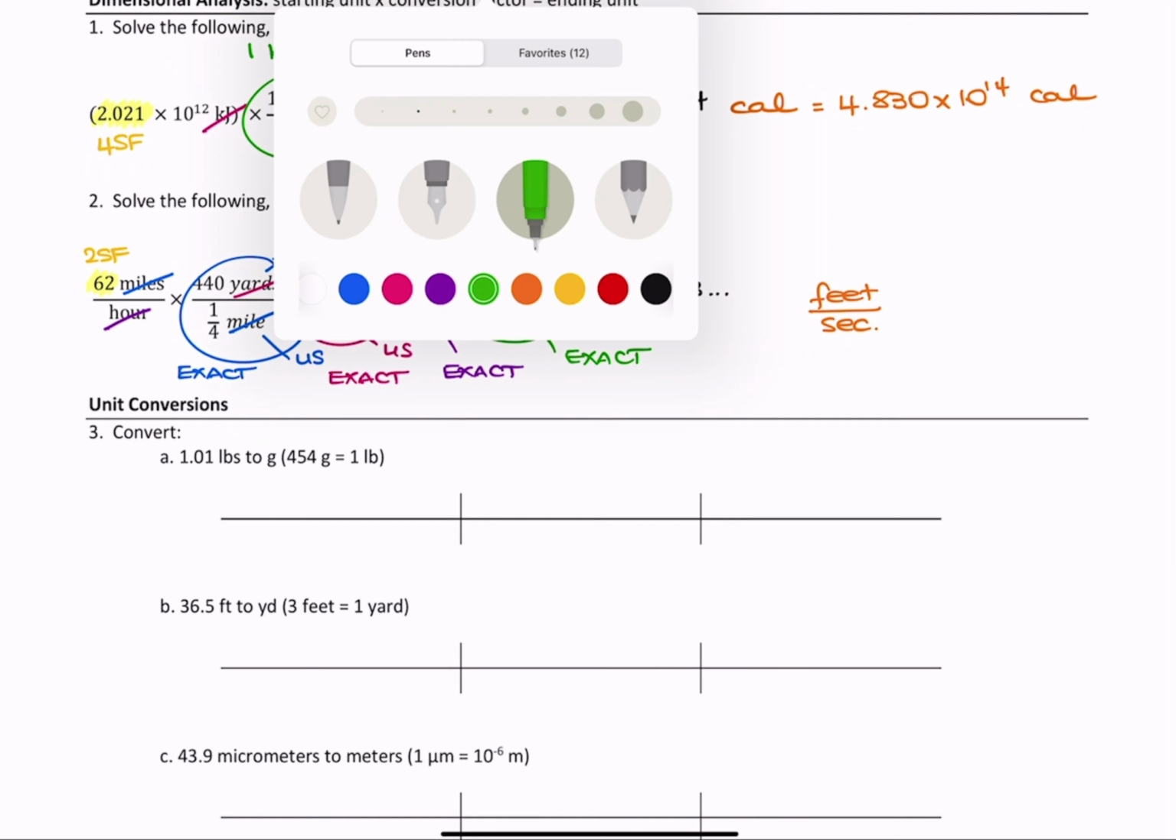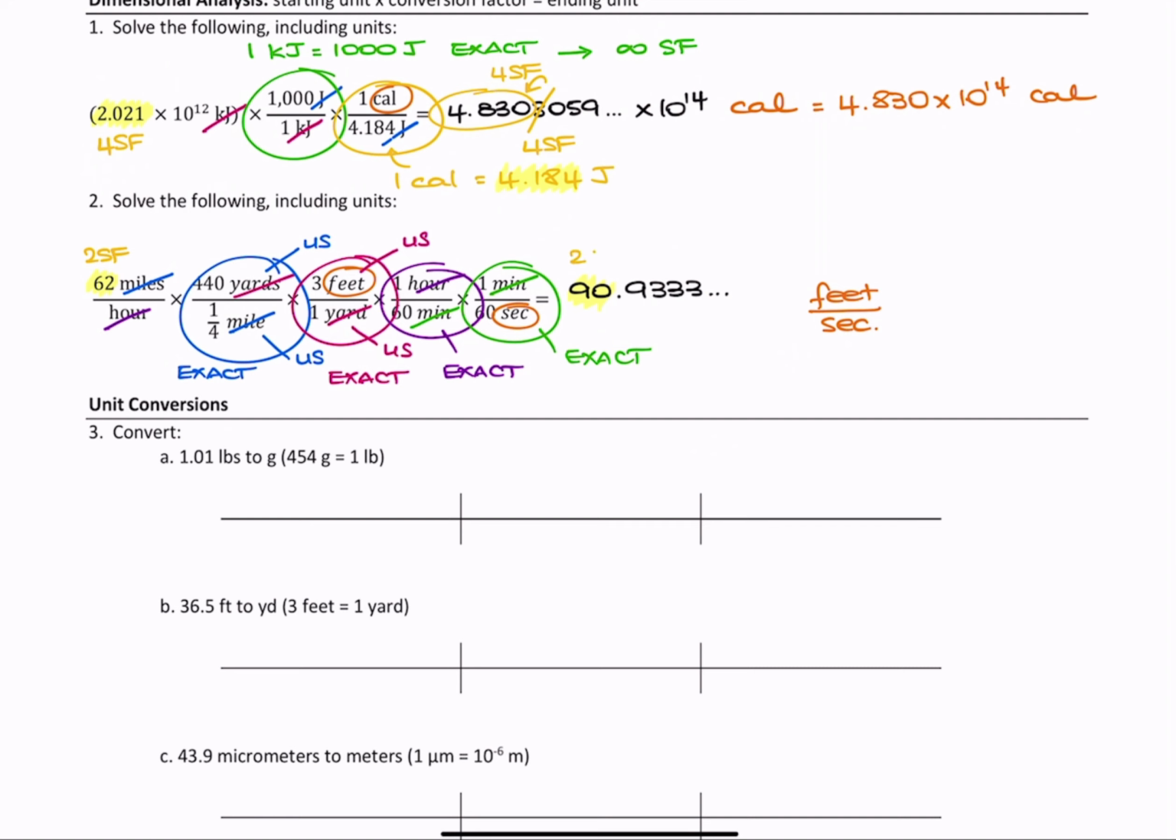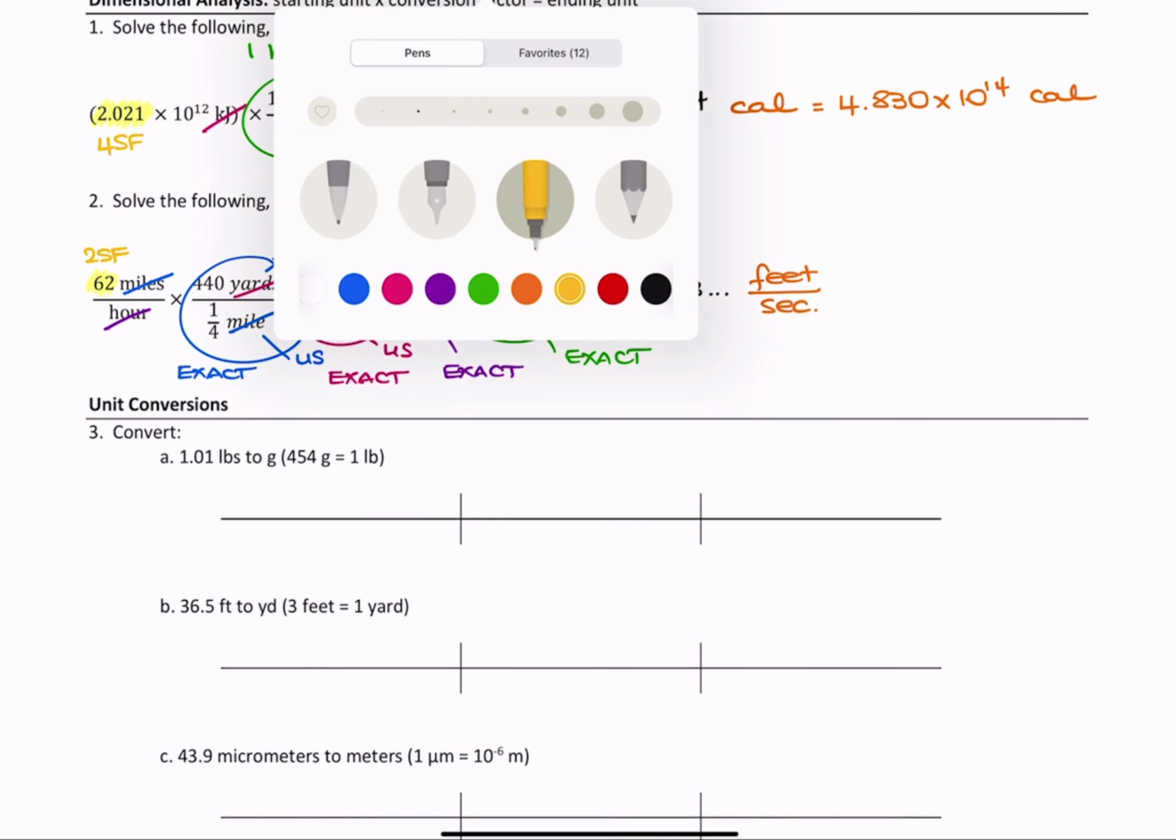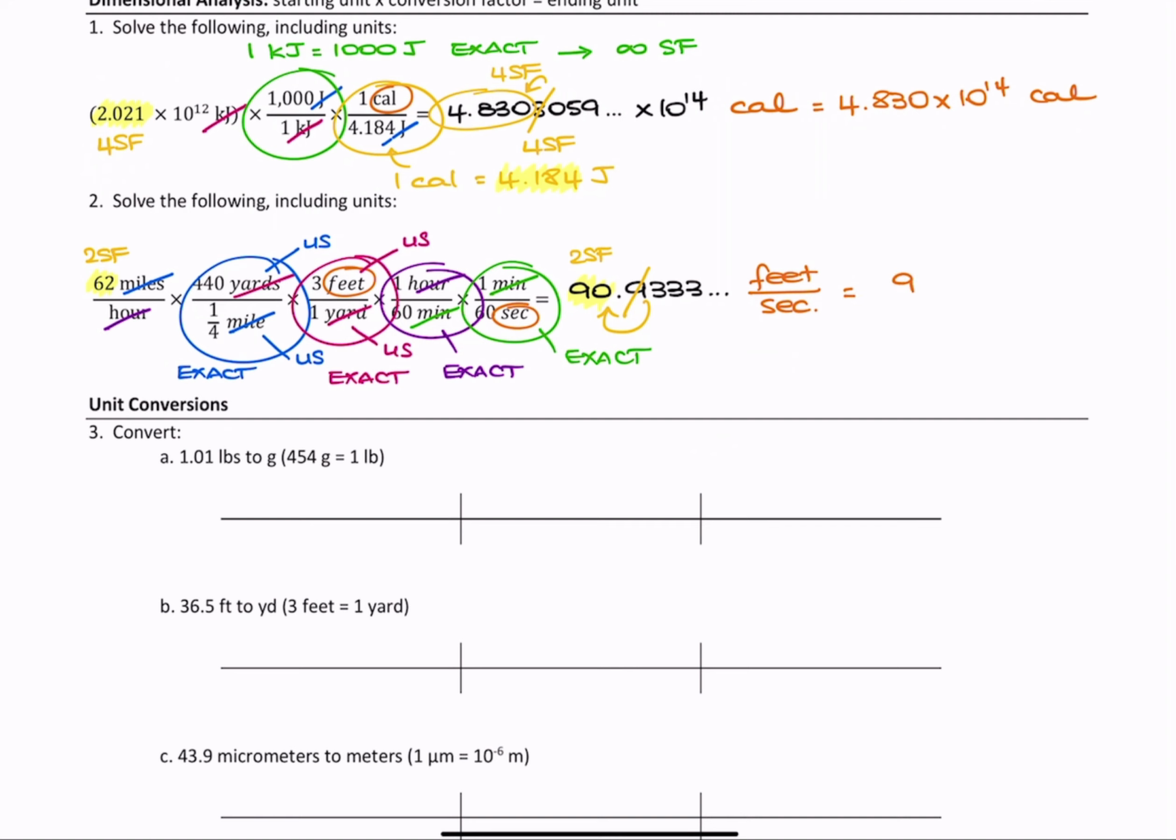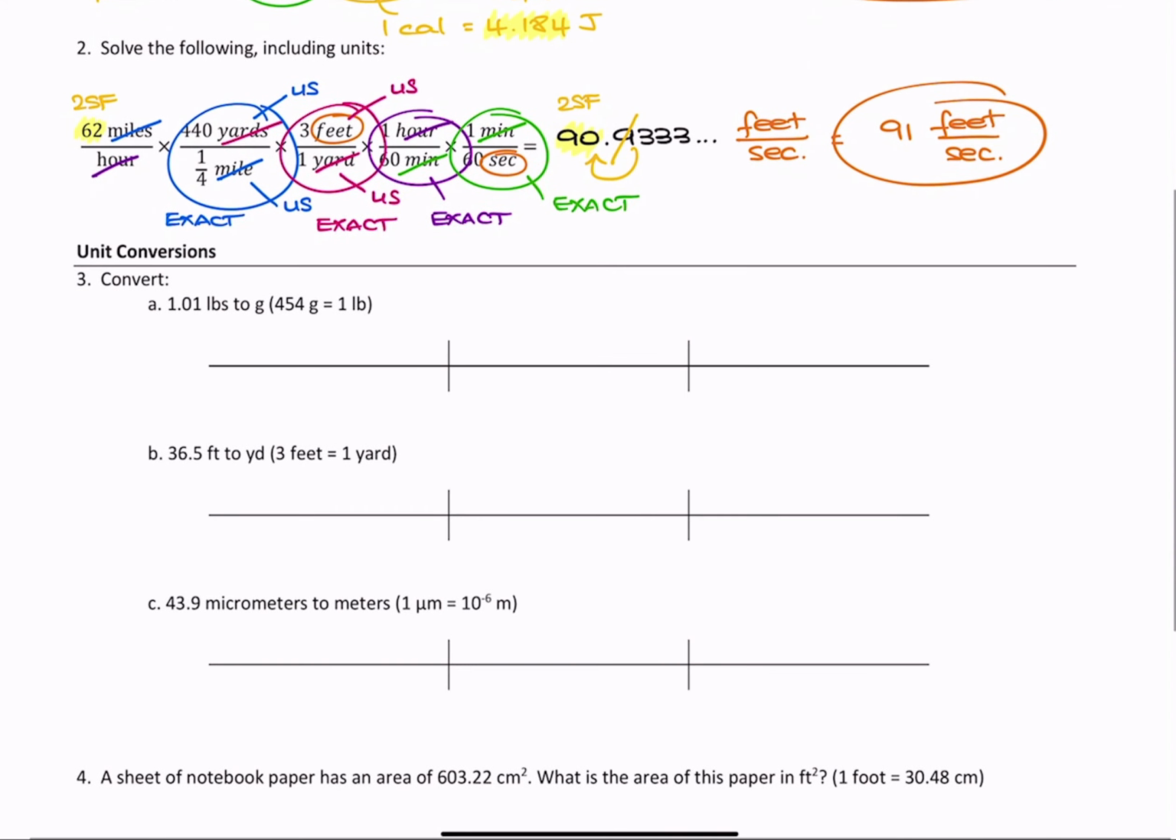So this answer will therefore be reported to 2 sig figs. We're going to drop a 9, therefore we will round up and we will report our final answer as being to 2 sig figs, 91 feet per second. Okay, so here are our answers to the correct number of sig figs.